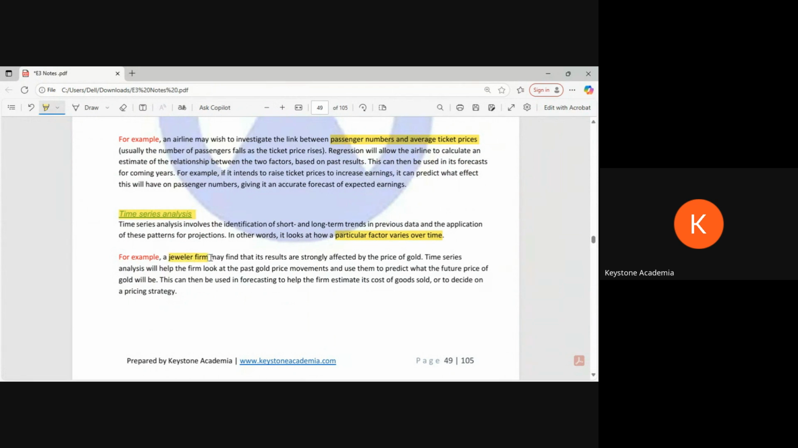Like a jewelry firm, obviously they look at the price of gold. Currently there is a festival going on and the gold price has gone up because the demand has gone up.